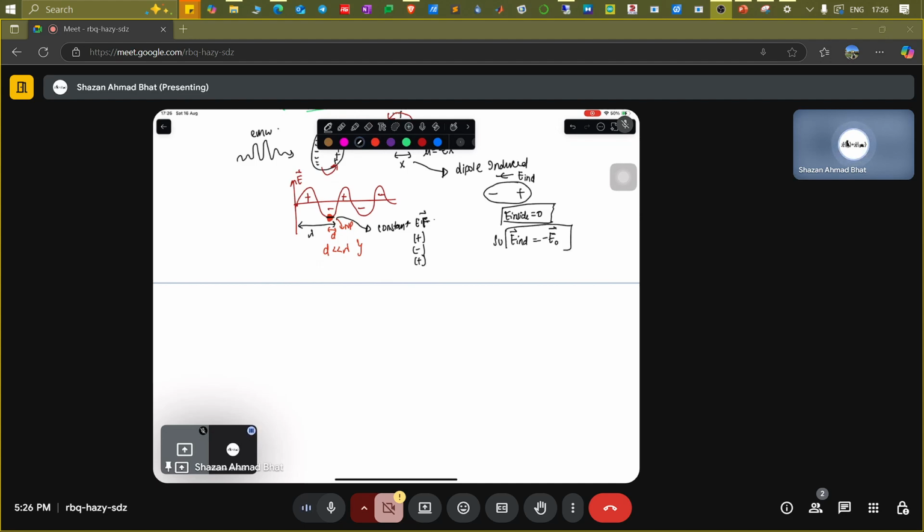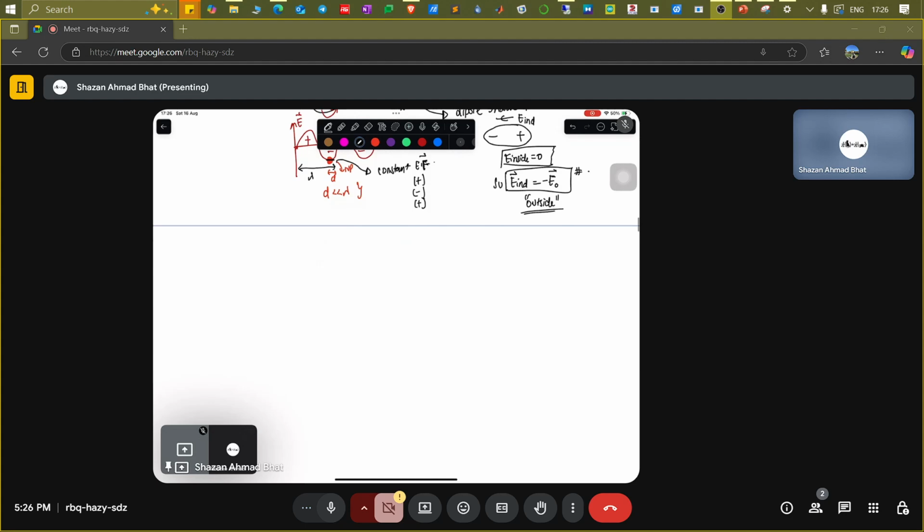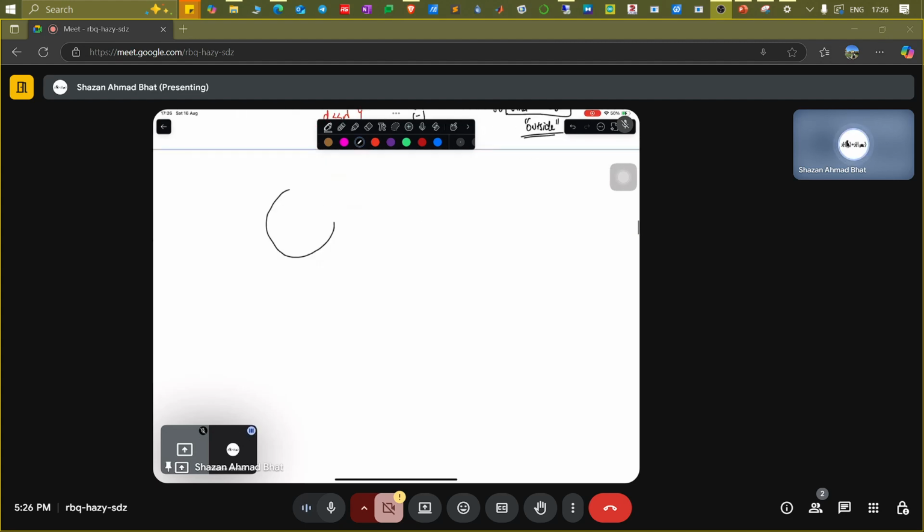It will be equivalent to this thing. I'm talking about outside it, outside the metallic system, outside the metallic nanoparticle. Okay. Now what is going to happen? Let's say for example we talk about this nanoparticle. This is the nanoparticle, a metallic nanoparticle.